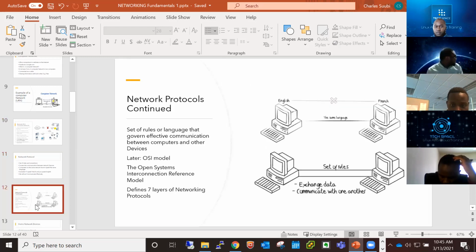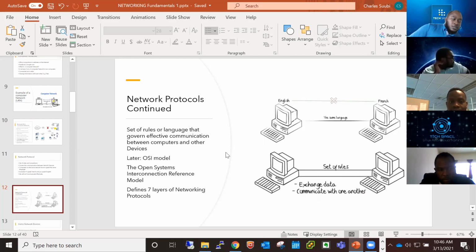Does that make sense? So let's assume right here, just explaining that concept further. This computer, let's assume this computer here uses English, and this computer right here is responding in French. Guys, there would not be effective communication between these two computers. They need to have the same language. They need to have the same set of rules in order to communicate effectively, in order to exchange data and communicate with each other.